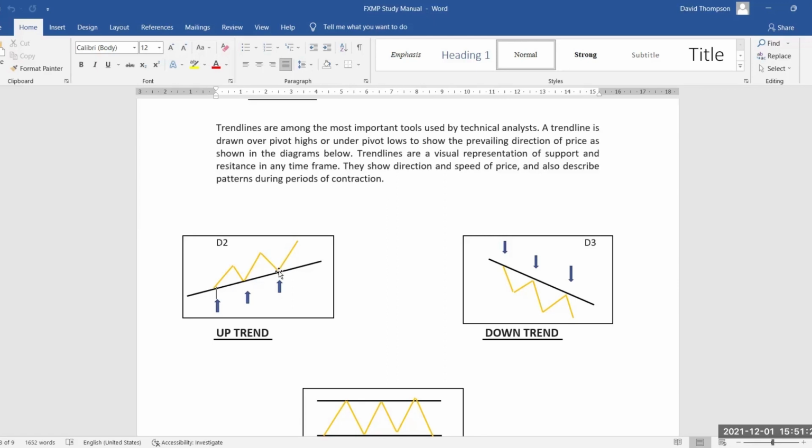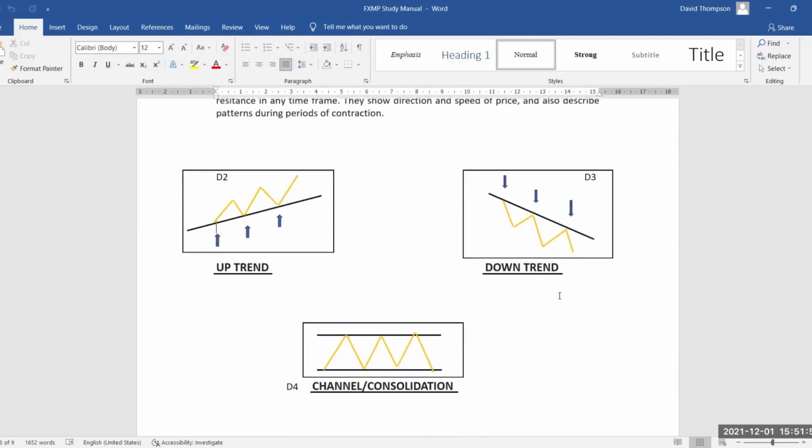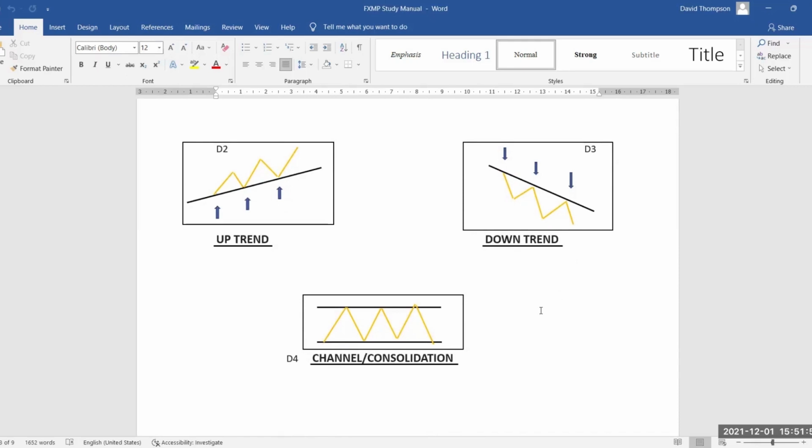So on the uptrend, we had price bouncing off of support. On the downtrend, price is bouncing off of resistance. Price is rejecting this level, this area here, and is struggling to break above that area. So it's finding resistance there, and that's the ceiling, the current ceiling on the trend. The third type of trend that we can see in the markets is represented by the diagram labeled D4.